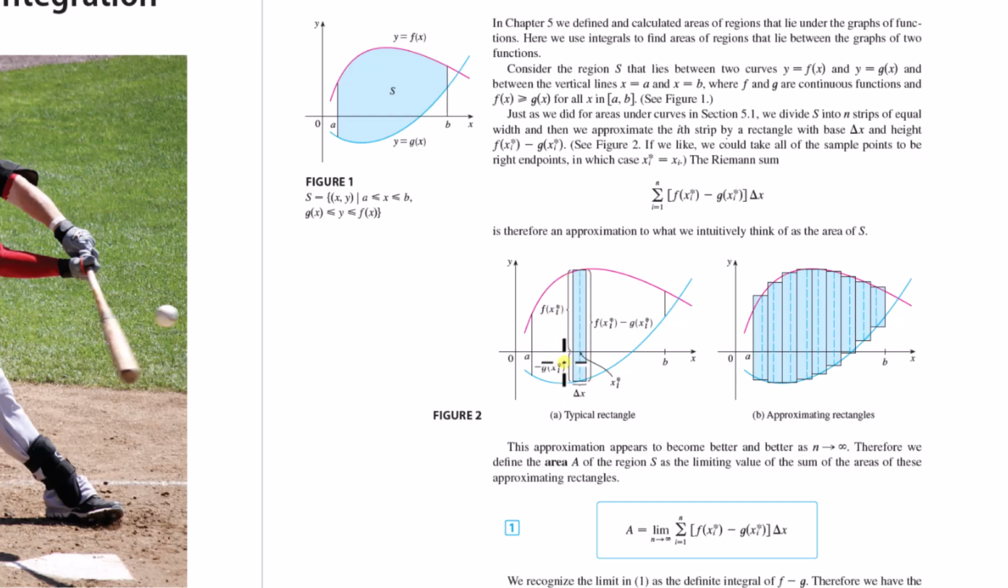This is f of xi. This is g of xi. There's the delta x. And so here's, if you do 1, 2, 3, 4, 5, 6, 7, 8, 9 rectangles, this is the approximation. But it says the approximation appears to become better and better as n approaches infinity.